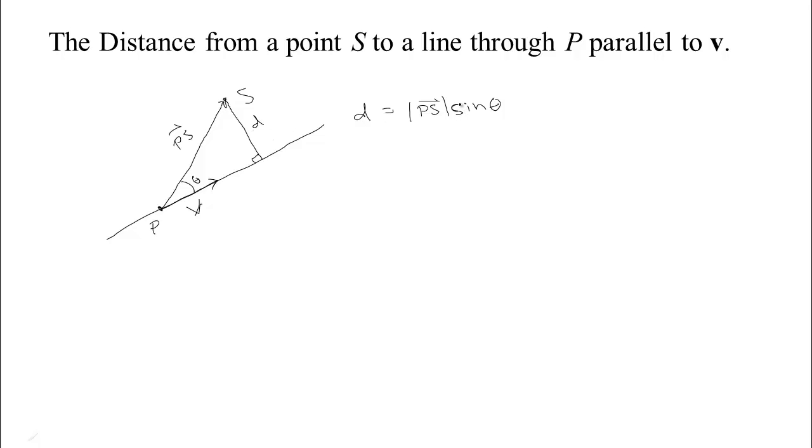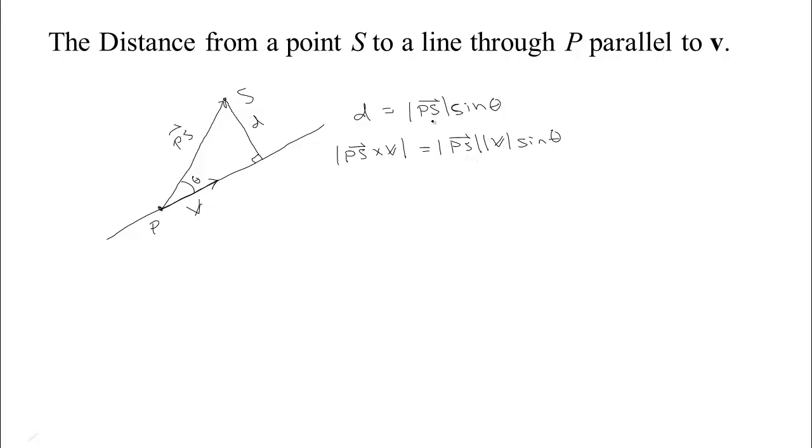Now we actually know how to use an operation to find the length of PS times the length of V times the sine of the angle in between them. That's the length of PS cross V, right? So the length of the vector PS cross V, if we find that length, we know that that's the length of PS times the length of V times the sine of theta.